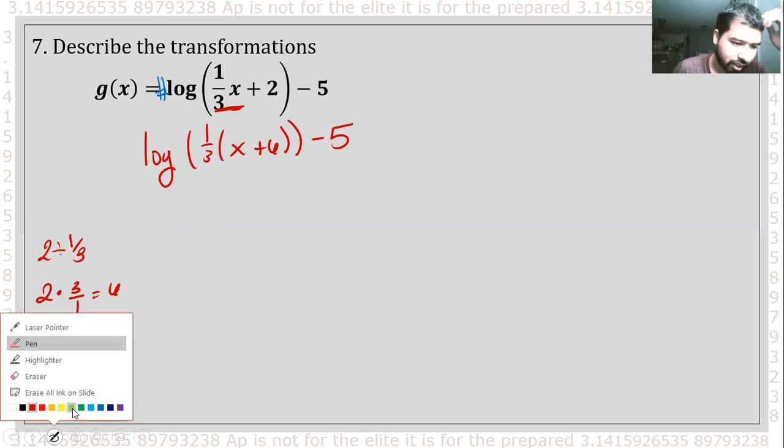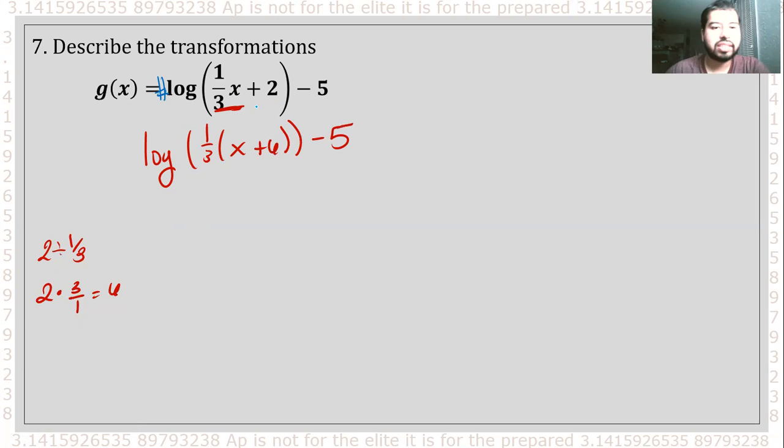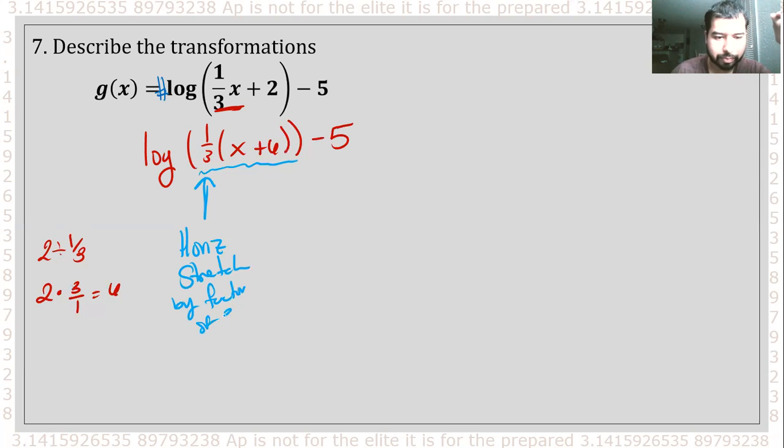Now it looks a lot nicer, and we can totally see more of the transformations. So this 1/3, if it's inside the parentheses, guys, everything here is horizontal. Now the 3, on the other hand, does the opposite of what we're thinking. 1/3 in my head, I'm thinking it's going to be a compression, but keep in mind it's not. It's actually a horizontal stretch by a factor of 3.